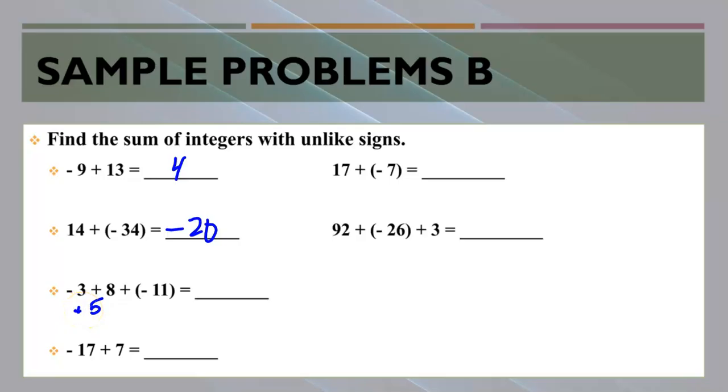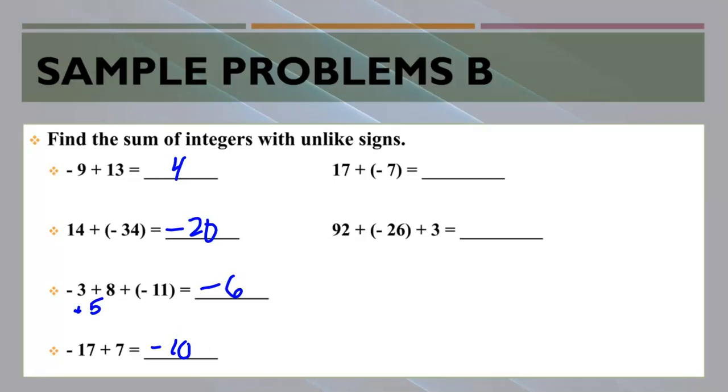And then I have plus a negative 11. Signs are different. 11 minus 5 is 6. Because 11 is bigger than 5, I go with the sign on the 11, which is a negative. So my answer is negative 6. Next, negative 17 and 7. Signs are different, so I subtract. 17 minus 7 is 10. 17 is bigger than 7, so I go with the sign on the 17, which is a negative. So the answer is negative 10.